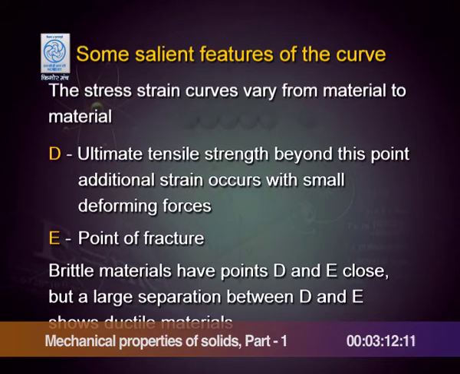So, brittle materials have points D and E which are close to each other, but a large separation between D and E is suggestive of ductile materials. These are the ones that are used for making wires, rods, ropes, etc.